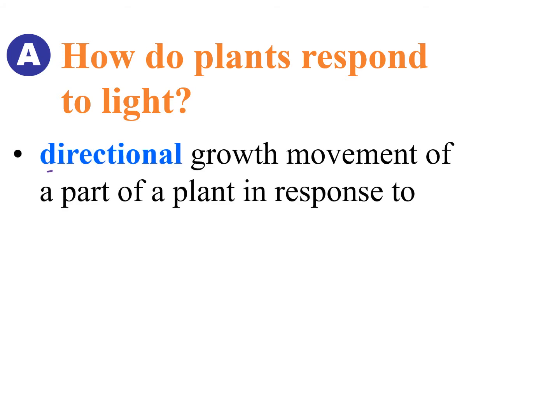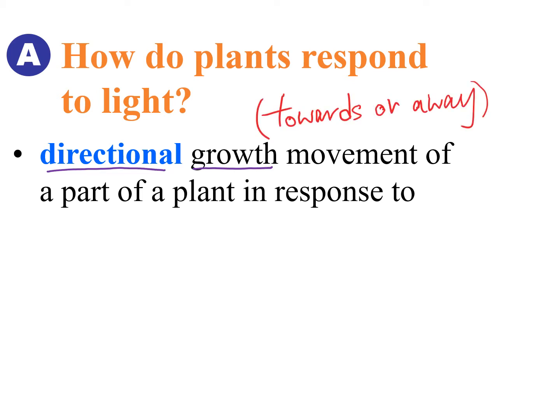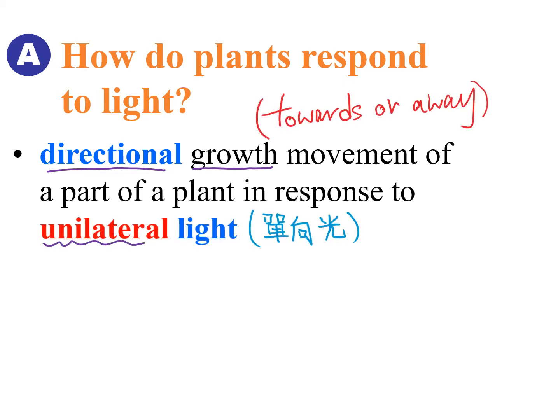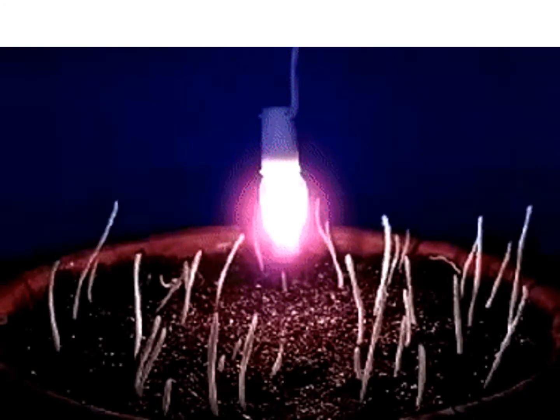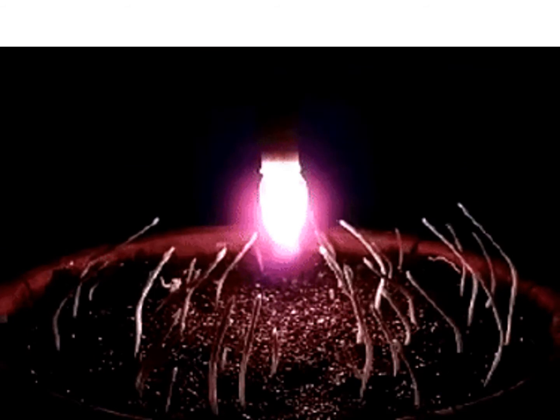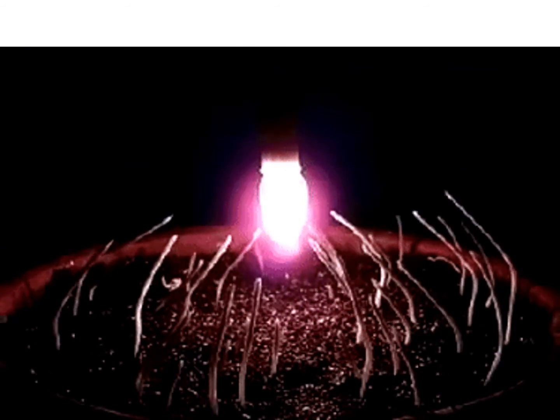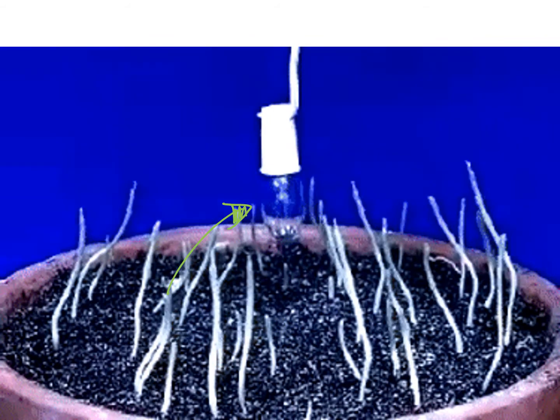When a part of a plant shows directional growth in response to a stimulus such as a unilateral light coming from a single direction, 单向光, we call this directional movement, which can either be moving towards or away from the unilateral light, phototropism, 向光性. In the picture below, you can see the light source is in the center, and the plants tend to grow towards the light source in the middle.